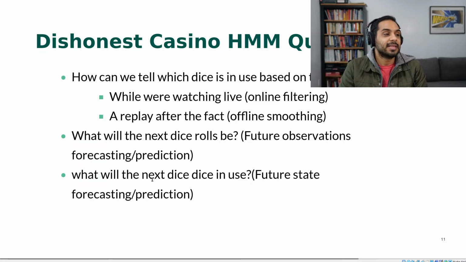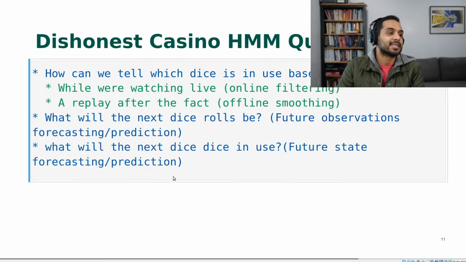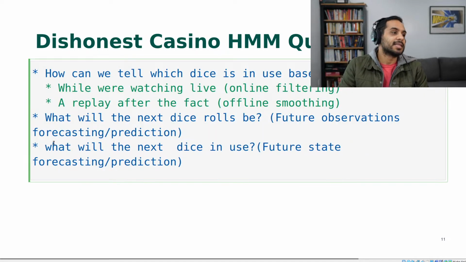We also may be, instead of trying to predict the observations, trying to predict the next dice roll. So what is the next dice in play?